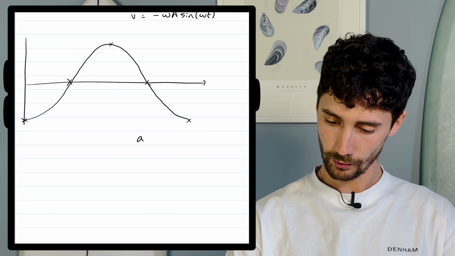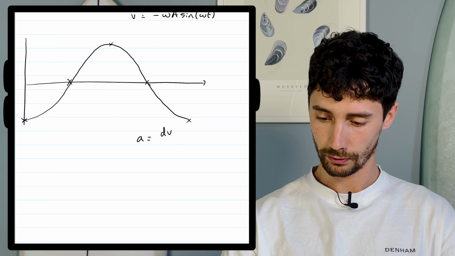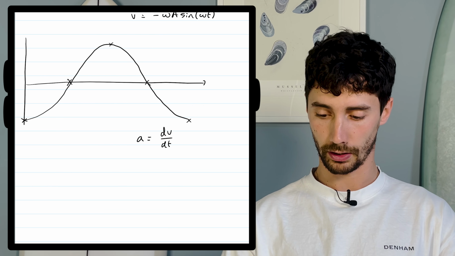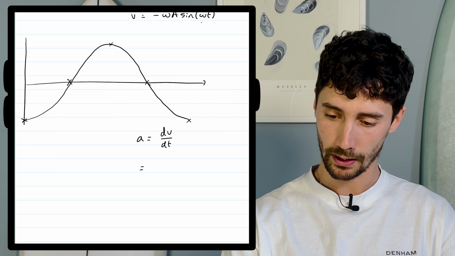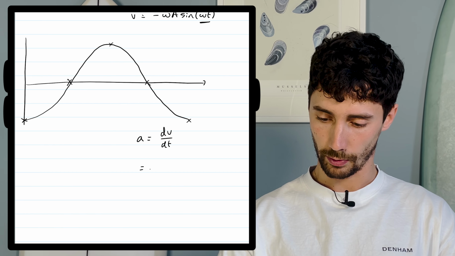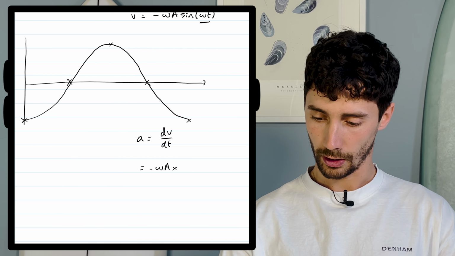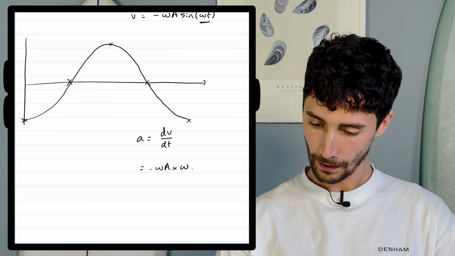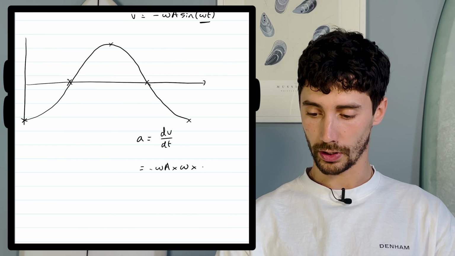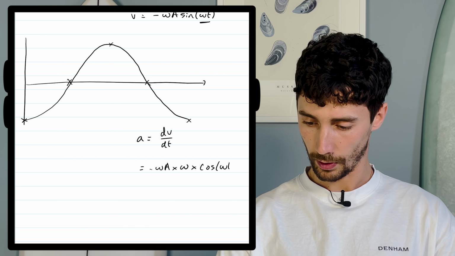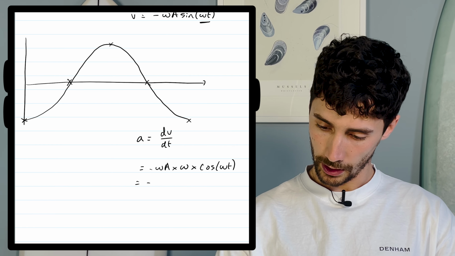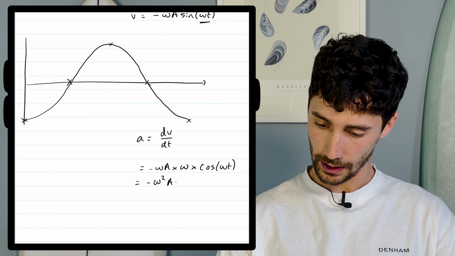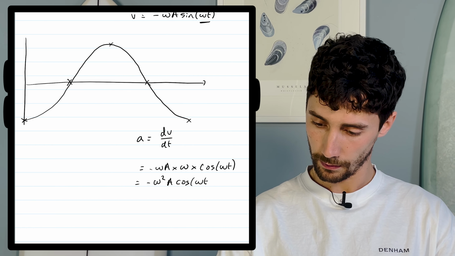Well, again, we know that v is minus omega a sine omega t. Acceleration is the differential of velocity with respect to time. So let's differentiate. Again, we've got a chain function. So we've got minus omega a times the differential of omega t with respect to t, which is omega, times the differential of sine, which is cos. So I end up with a equals minus omega squared a cos omega t.